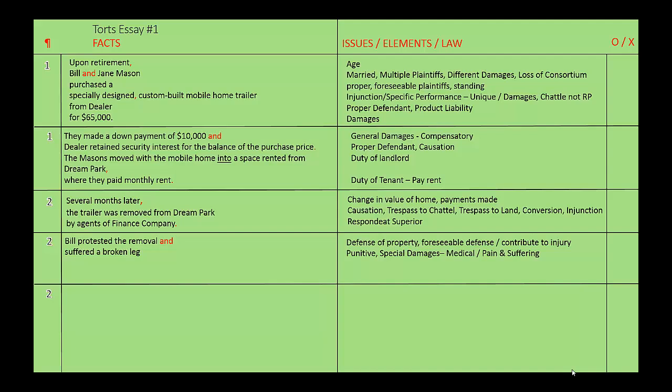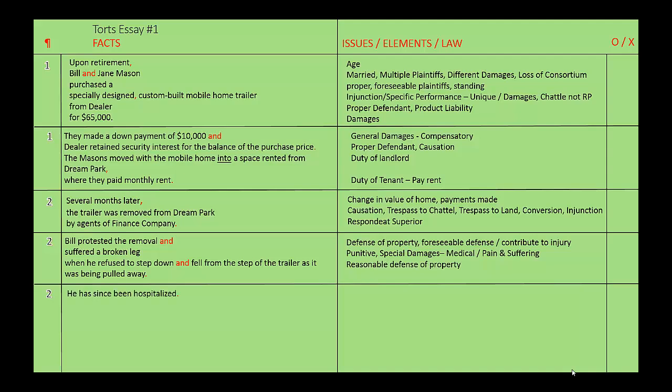We're still not done with it though. So broken leg, special damages, medical, pain and suffering, punitive. Broken leg, I'm going to think I want more than that. So he refused to step down and he fell from the step of the trailer as it was being pulled away. Kind of more facts that deal with reasonable defense of property and establishing your damages.